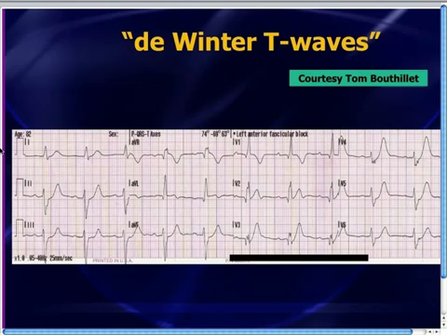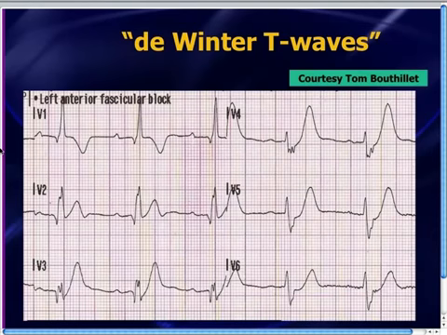This is another example of DeWinter T waves. This is not present in all of the precordial leads, but Tom sent this also. This patient's actually got a bifascicular block. There's a right bundle branch block and also a left anterior fascicular block. I'm not going to go into detail about the definition of a bifascicular block. What I want to focus your attention on is these precordial leads.